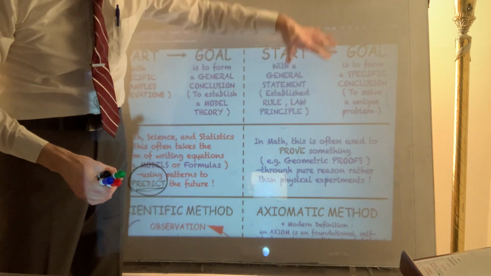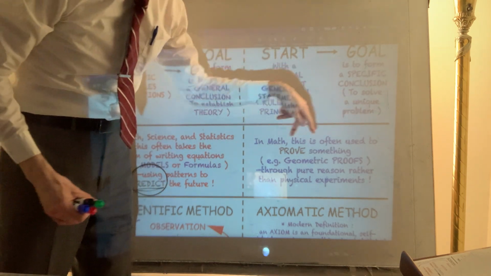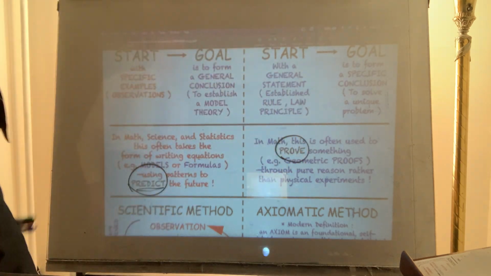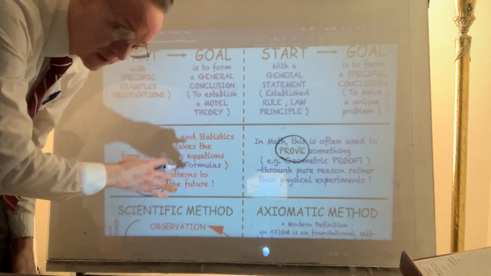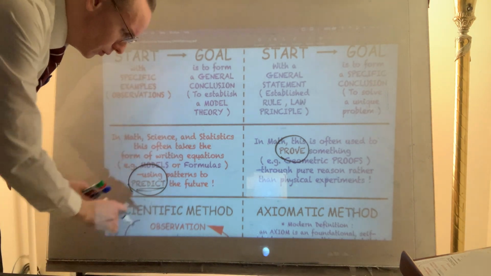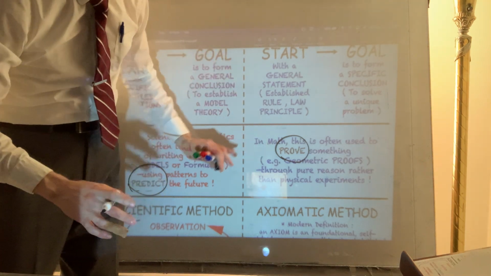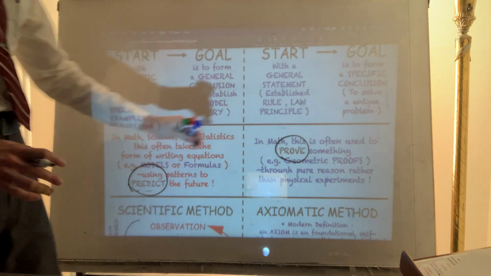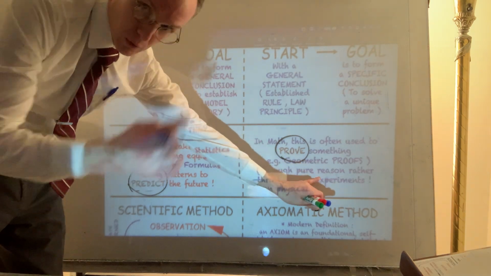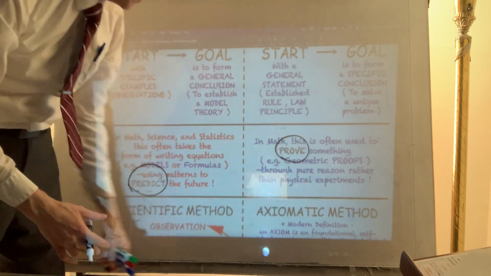In math, this process, to form specific conclusions, is often used to prove something. There's again the operative term. To summarize, when you think inductively, you want to form a prediction. When you think deductively, you want to prove something. As I mentioned, geometric proofs. This is through the process of pure reason, though. It's all going on in here, rather than through a physical experiment, per se.